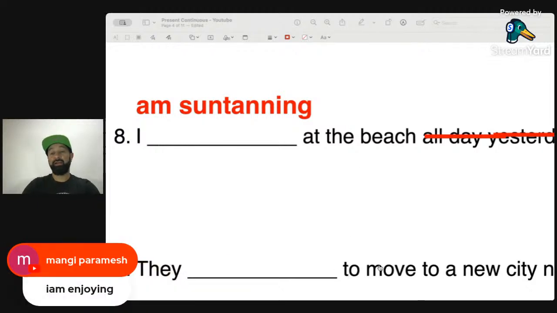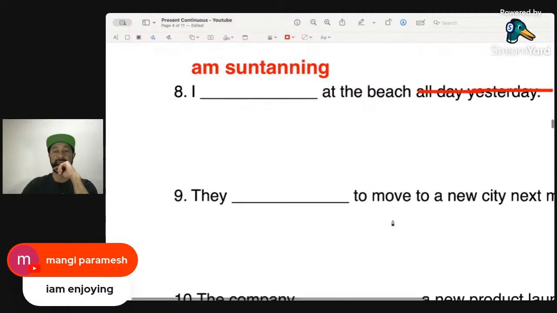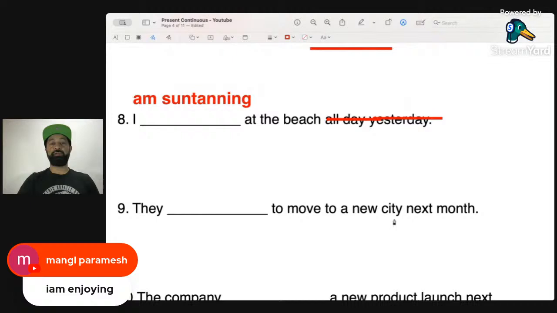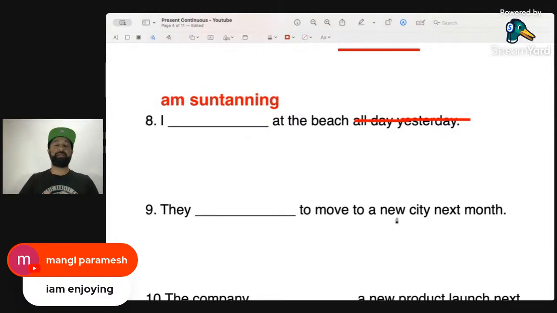Okay. So here, enjoying is good, Paramesh, but if we say enjoying, we can't have at. I am enjoying the beach is okay. But if you have at, we cannot say I am enjoying. Okay, let's do one more and then let's move to the fun section. They something to move to a new city next month.